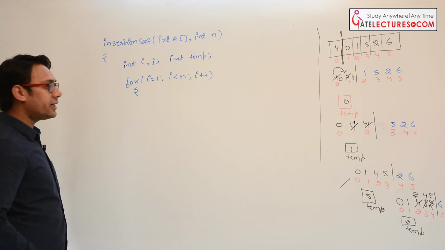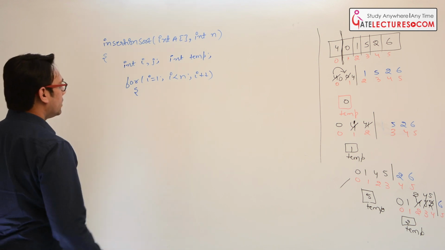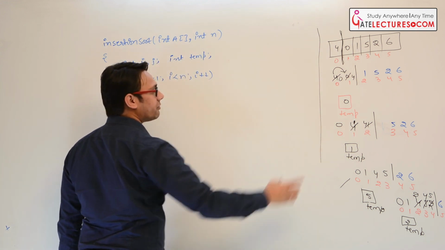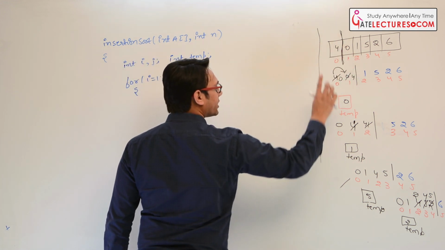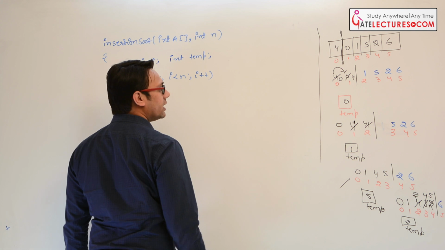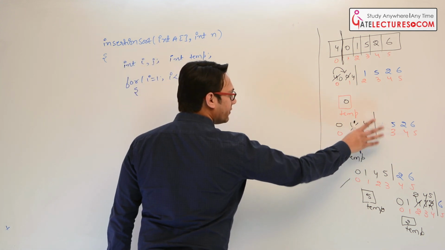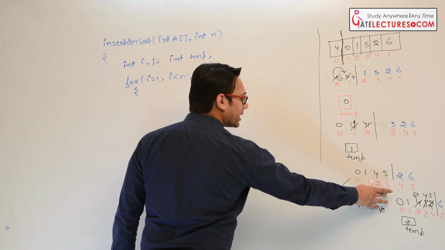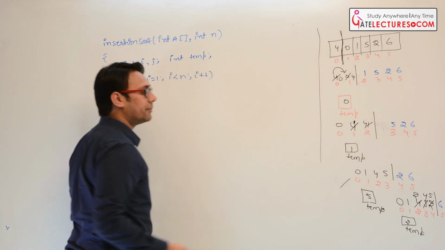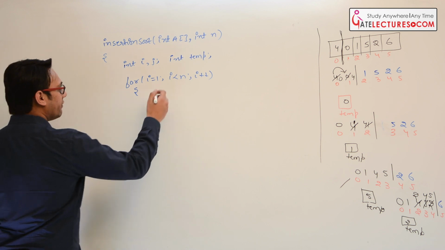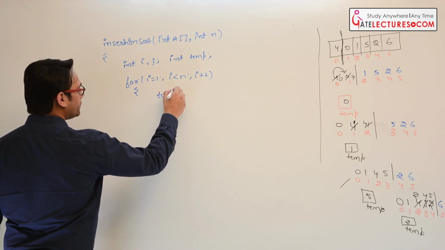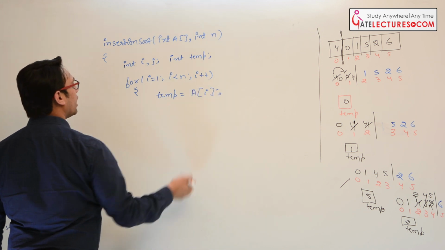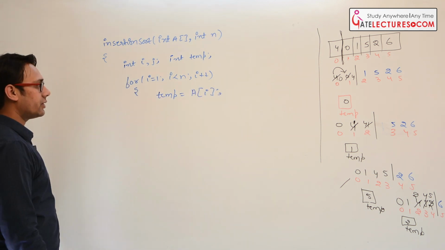After taking this temporary variable, we have to store this item into it. In the first pass, store the item at index location 1 into the temporary variable. In the second pass, store the item at index location 2. In the third pass, store the item at index location 3. Therefore, we make temp equal to the item at index location i, where i is denoting the window.